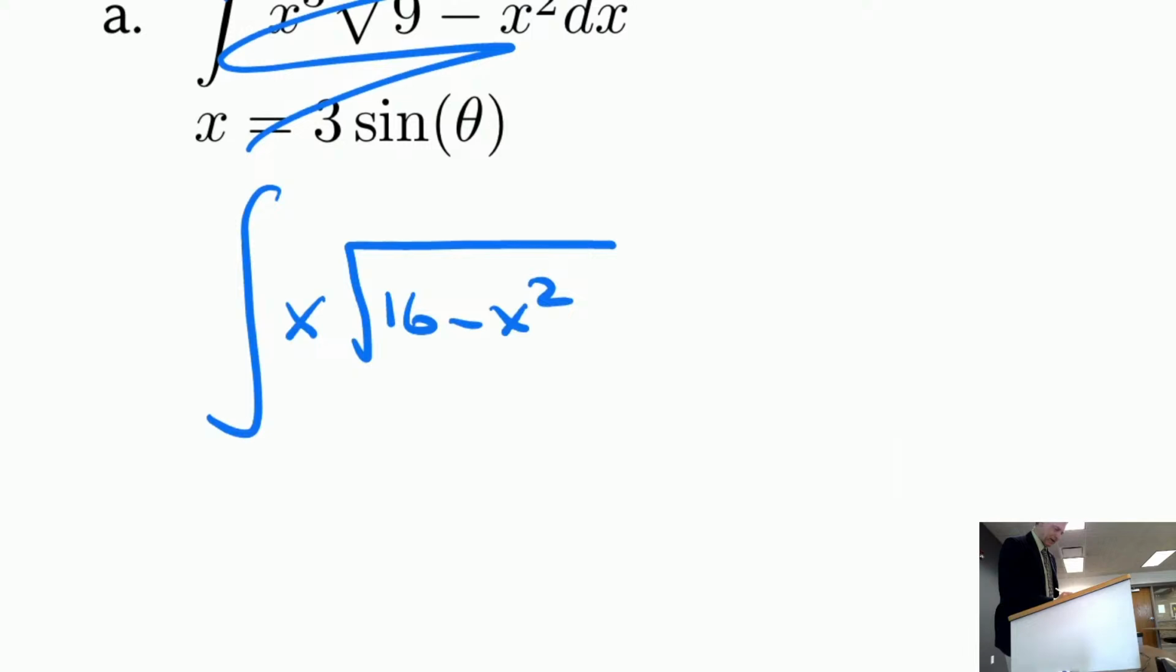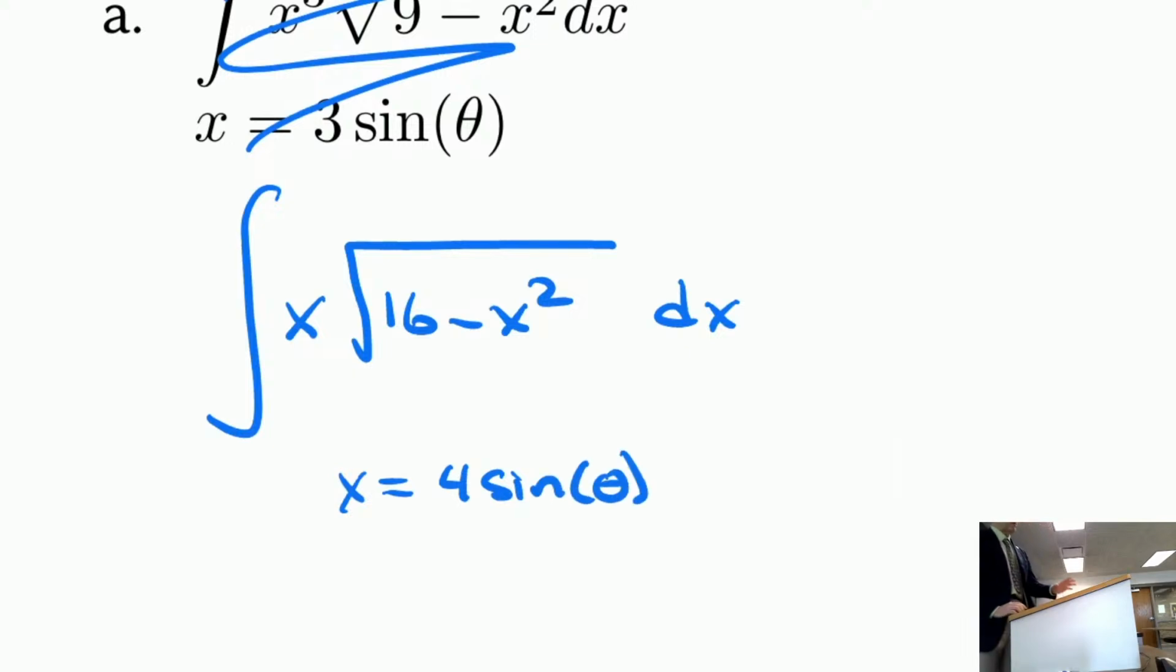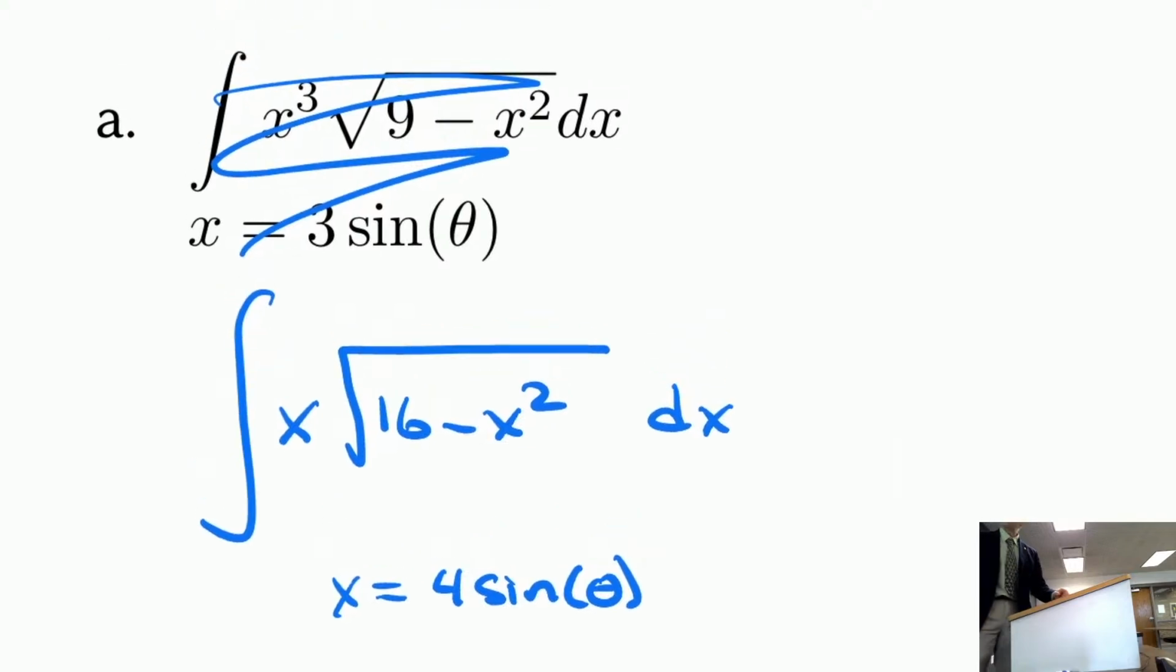And so what I did on the actual test is I did something like this. Instead of this, I had something like this, x times the square root of 16 minus x squared. And I said you're going to use x equals 4 sine of theta. Now, believe me, the 9 isn't the problem here. The problem is this x cubed. Anyway, when you change from x cubed to just x, the problem just works itself out. It's almost like you're just going to go along for the ride and watch it do its thing. Make the substitution, some things combine, and you're like, wow, it's so easy.